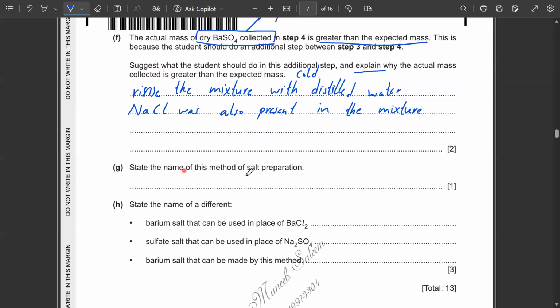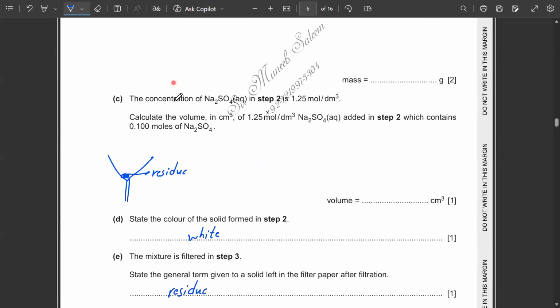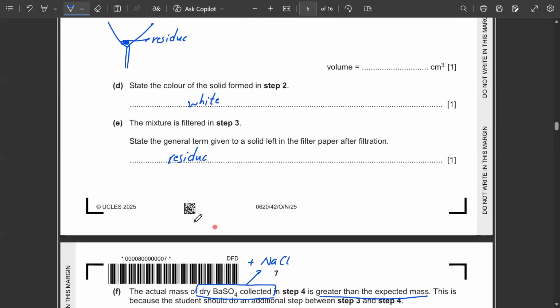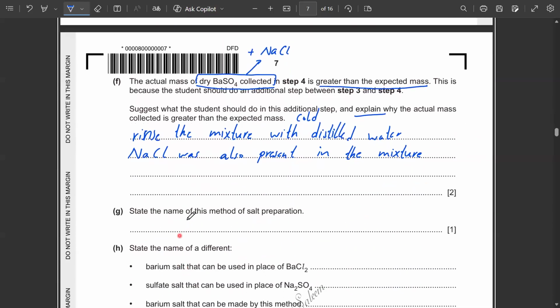Then part G: state the name of this method of salt preparation. We are forming barium sulfate, which is a precipitate compound. So the method involved in making the precipitate is simply called precipitation. The salt which is being formed here is an insoluble salt and we represent it as a precipitate. That's why the method involved is called precipitation. So we write here: precipitation.